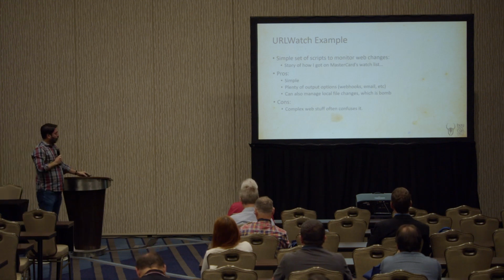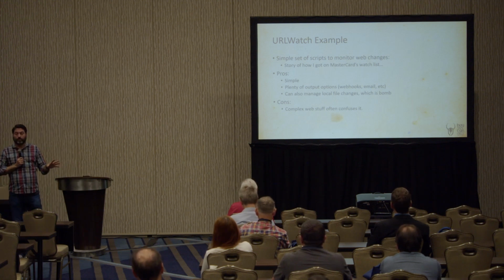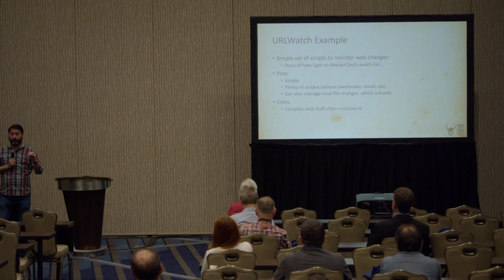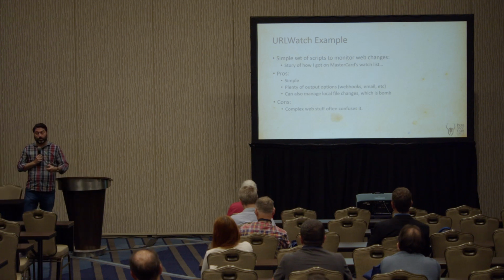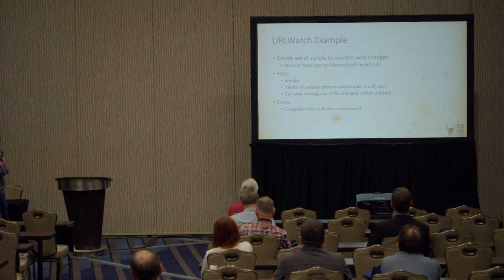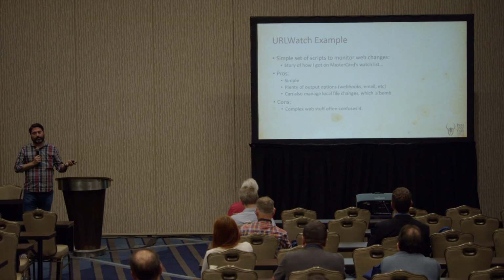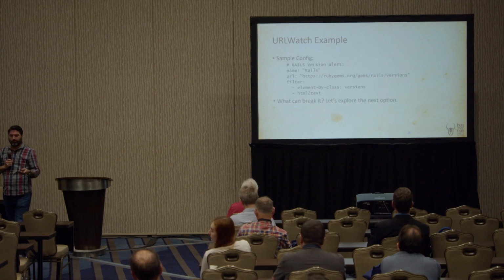All right. Pros: super simple. Really simple. I'm going to show you a config example. You can deploy it anywhere. It's Python. Plenty of output options. You can do webhooks. I've got one webhooking into Slack, and email. There's a bunch of different ways. It also will check for local file changes, which I think is pretty cool if you're running any sort of system where you just need one directory to watch for changes. But complex web stuff really does confuse it. And here's the story around that.